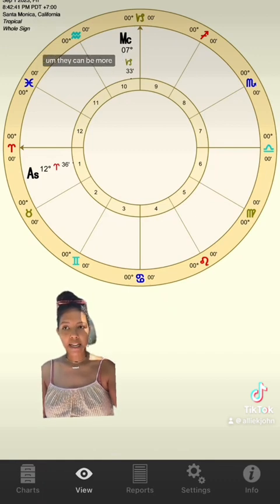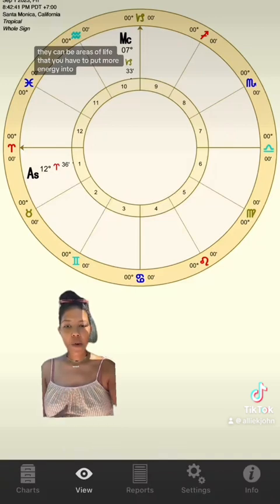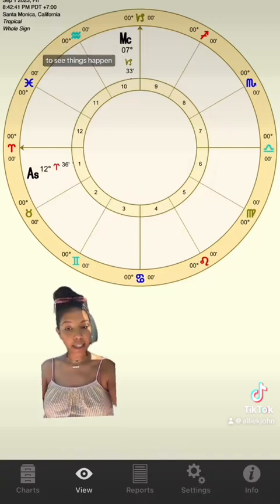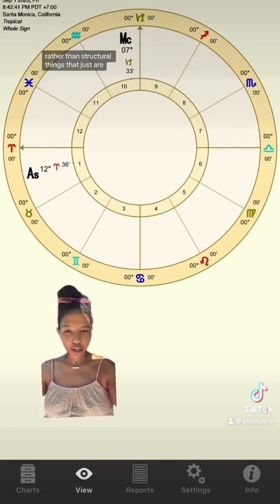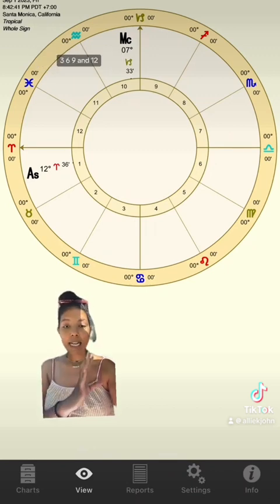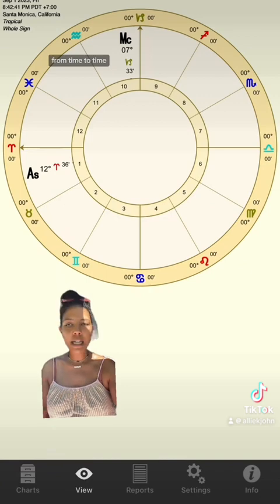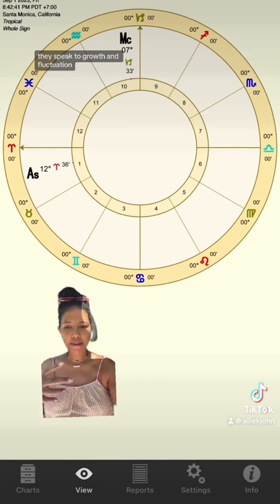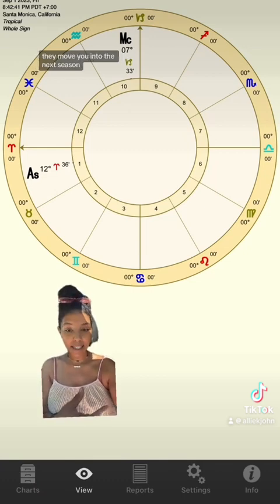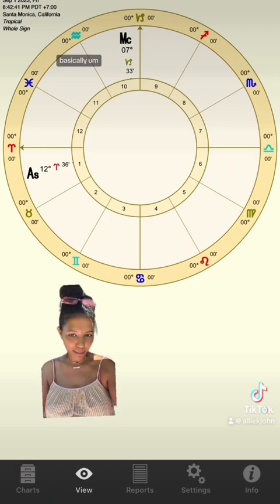They can be areas of life that you have to put more energy into to see things happen, rather than structural things that just are. And then we have cadent houses: 3, 6, 9, and 12. In some traditional texts, these are considered more challenging houses from time to time, but they speak to change. They speak to growth and fluctuation. They move you into the next season brought on by the next angular house, basically.